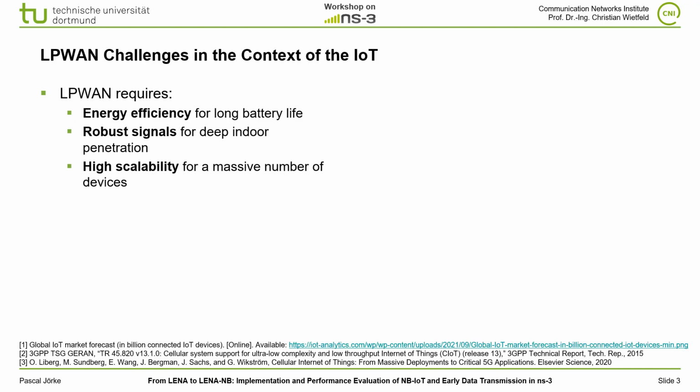So let's start with an overview of the challenges of low power wide area networks in the context of Internet of Things applications. The main requirements of LPWAN networks are energy efficiency for long battery life of small battery powered sensors, followed by robust signals for long transmission ranges and deep indoor penetration of signals, as well as a high scalability to support a massive number of devices.